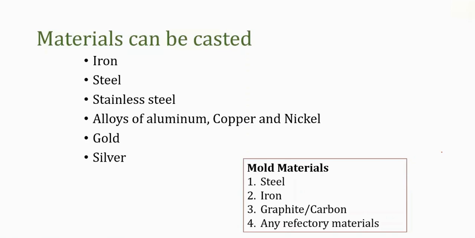What are the materials we can use to produce the molds? In sand casting we use green sand and dry sand, and refractory materials like silica and graphite. Such materials are used to produce our sand mold. Likewise, in centrifugal casting, steel, iron, graphite, carbon and other refractory materials can be used to produce our mold.